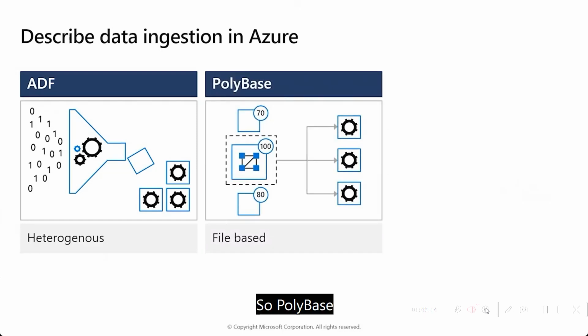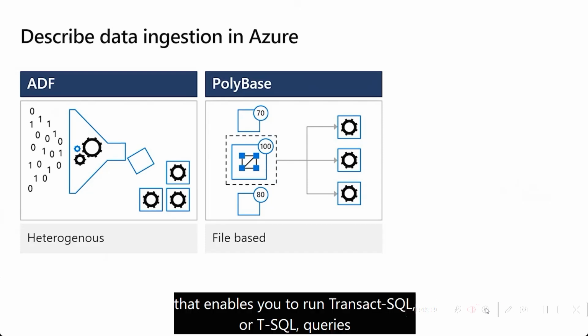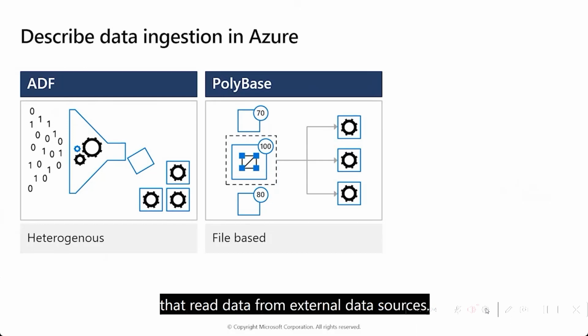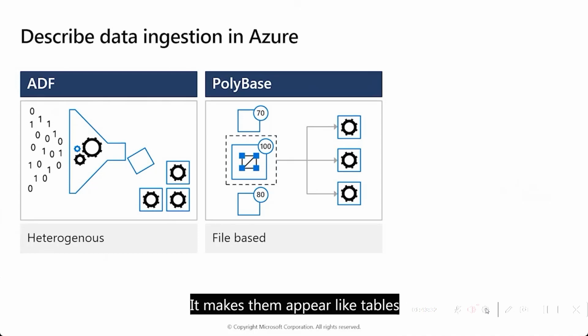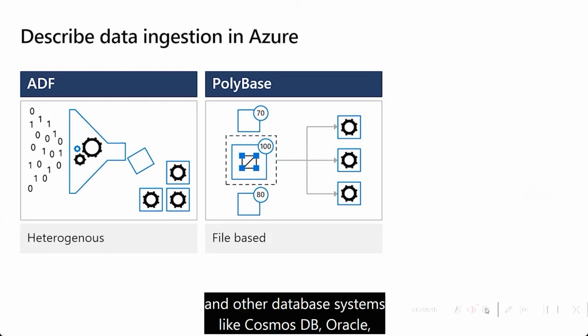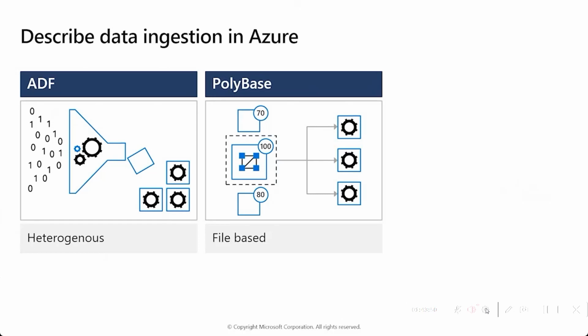We can also ingest data using PolyBase. PolyBase is a feature of SQL Server and Azure Synapse Analytics that enables you to run Transact-SQL, or T-SQL, queries that read data from external data sources. PolyBase makes use of these external data sources and makes them appear like tables in a SQL database. So using PolyBase, we can read data managed by Hadoop, by Spark, by Azure Blob Storage, and other database systems like Cosmos DB, Oracle, Teradata, and MongoDB.